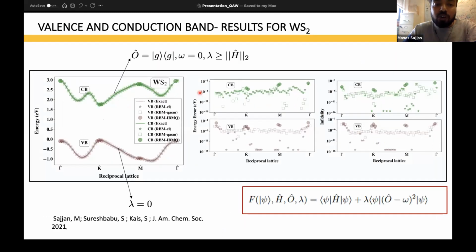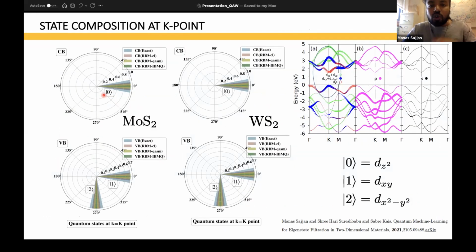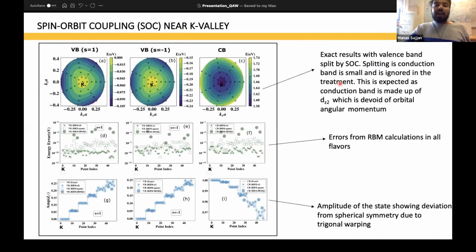And if we focus specifically on the K point, where the band gap is basically minimum, we can also construct the state composition from the RBM representation. We see that at the K point, the conduction band in both MoS2 and WS2 is made entirely from the dz square orbital, whereas the valence band is made from the superposition of dxy and dx2 minus y square. This is also the result which has been seen in the same paper, where they show that the valence band is made from dxy and dx2 minus y square, whereas the conduction band is made entirely from dz square.